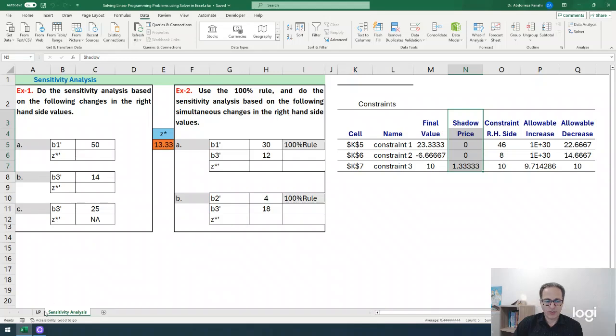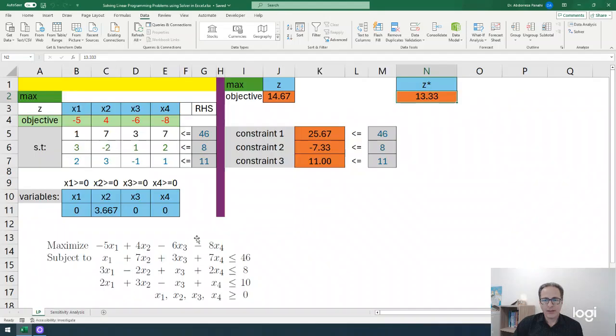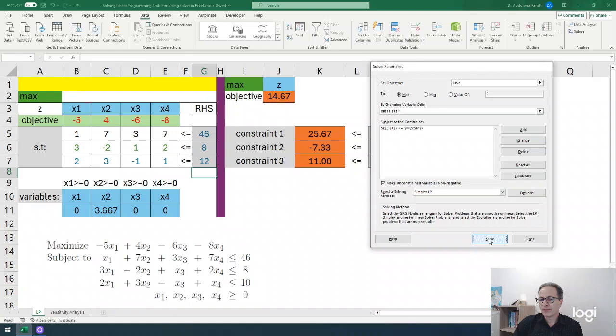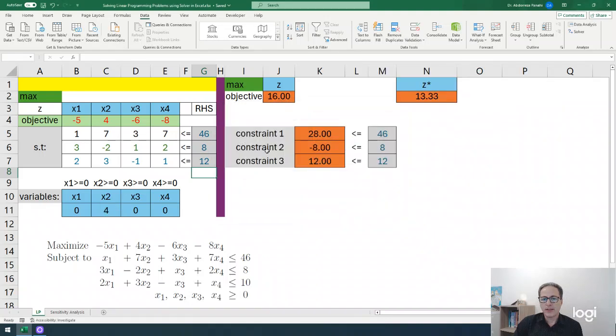Now I change one more time. It's exactly this much, 1.33. Now if I change by 2 units, instead of 11, I change to 12. And if we solve again, this time we see 16. And this 16 is exactly, I can write right now here, the new value, I show it somewhere here.